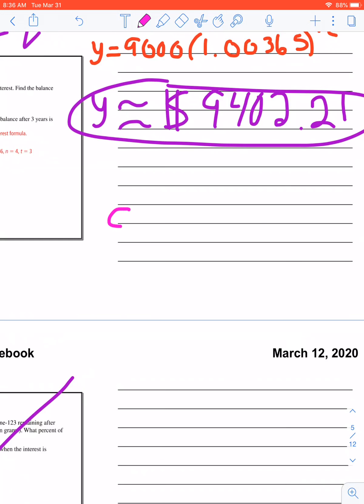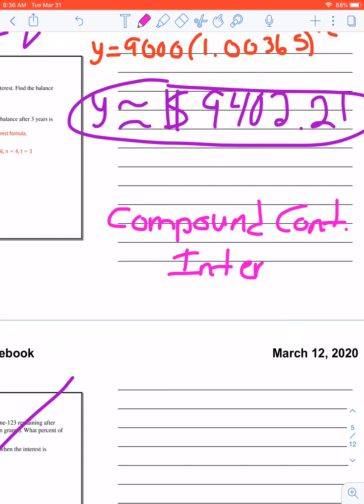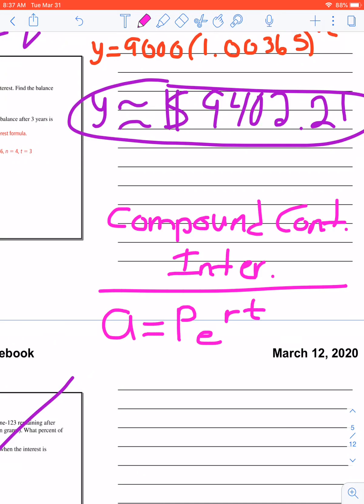So let's talk about compound interest continuously. I'm sure you've all heard this before, and it's PERT. How do you know if something's compounded continuously? Again, realistically, it's not something that happens in the real world. It would be nice. But it would be A equals P e to the RT.